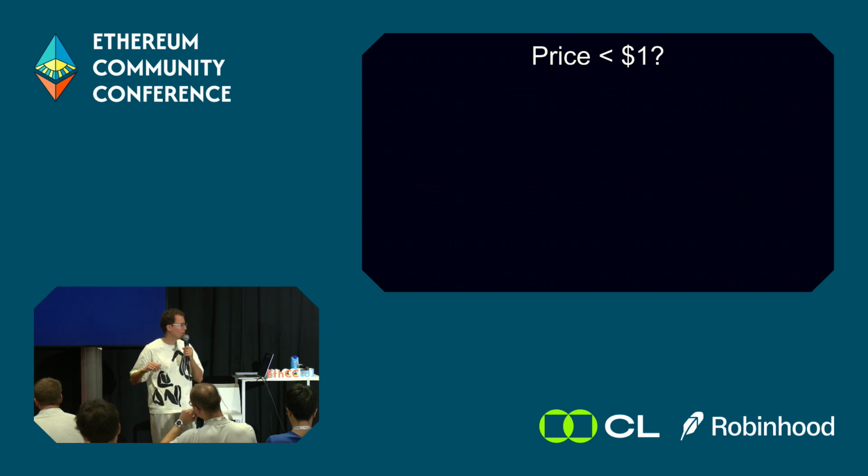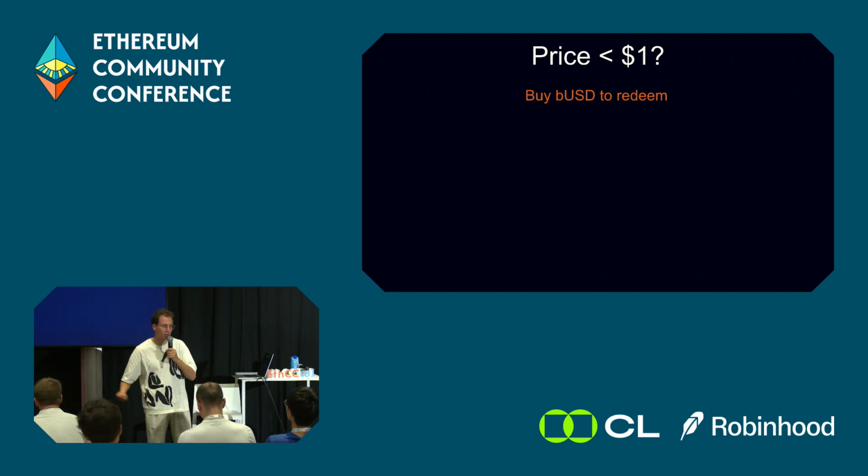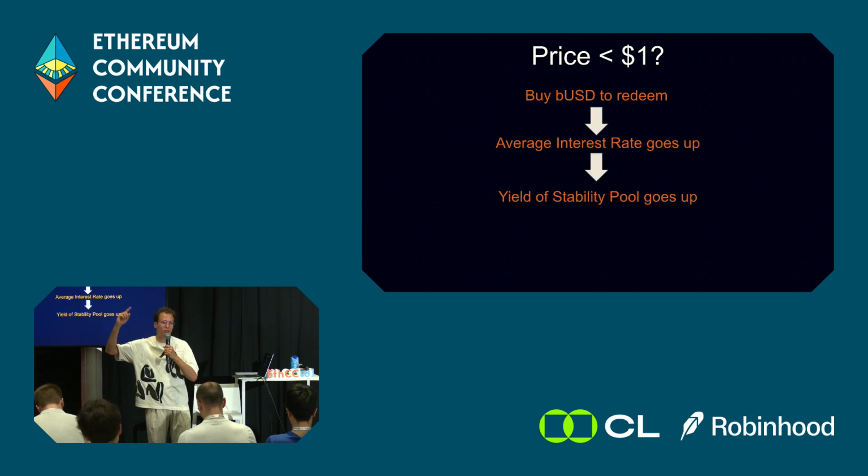So just to recap, what happens if the price of the stablecoin goes down? Well, people will buy bitUSD to redeem. People will use bitUSD, they will redeem bitUSD, sorry. By doing this, people will move their interest back up because they're afraid of getting redeemed. By having the average interest rate go up, this means that the protocol is making more fees. And by making more fees, the yield of the stability pool is going to go up. And with the amplification, it's going to be super up.